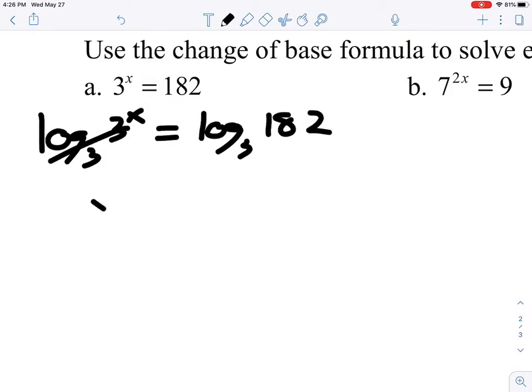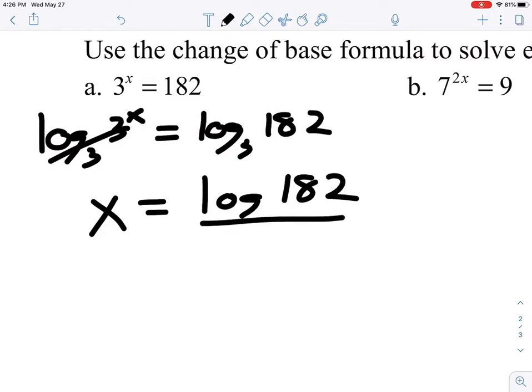Those just cancel. I just get x equals log 182, right? Now I'm using the change of base formula on this right here, over log of 3. I'm going to jump on my calculator here: log 182, close parentheses, divided by log of 3, close, and I get 4.737.